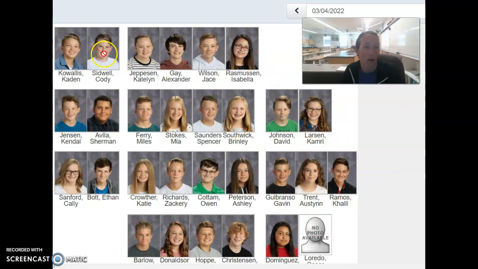Now, if you've got a problem with where you're sitting, really the only way that I would have the subs switch you in your spots is if you can't see. If that's a problem, then they can kind of move you up. But for the most part, this will be your seating chart. This is where you'll come in and sit for the next couple weeks.